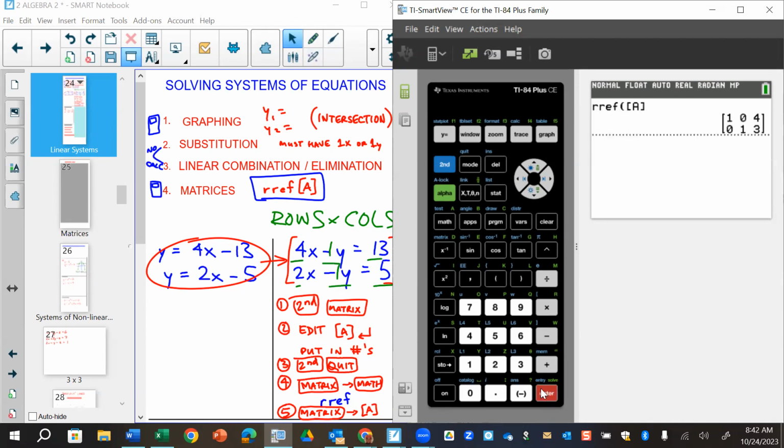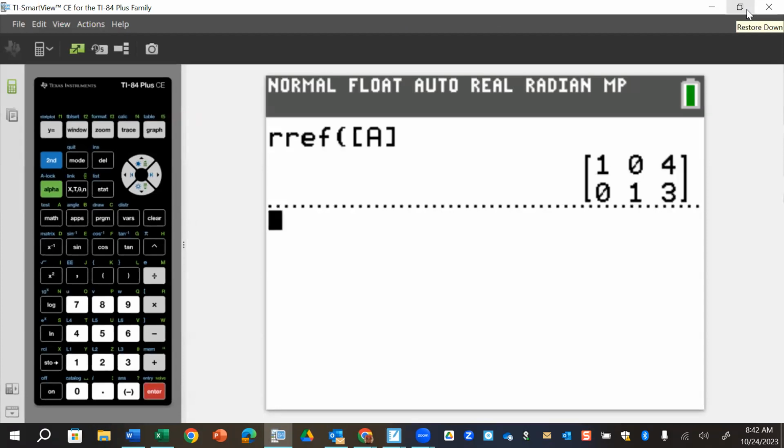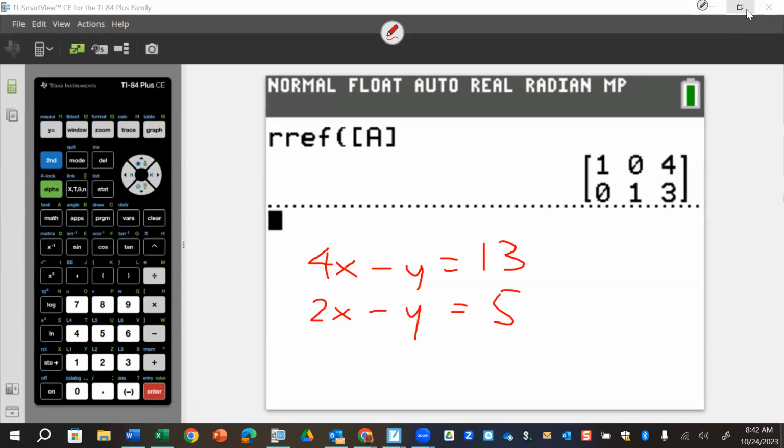And then you're going to see this. Let me blow this up. Now, who remembers what this looked like when we started? What was it? 4x minus y equals 13, and 2x minus y equals 5, right? What does this mean here?